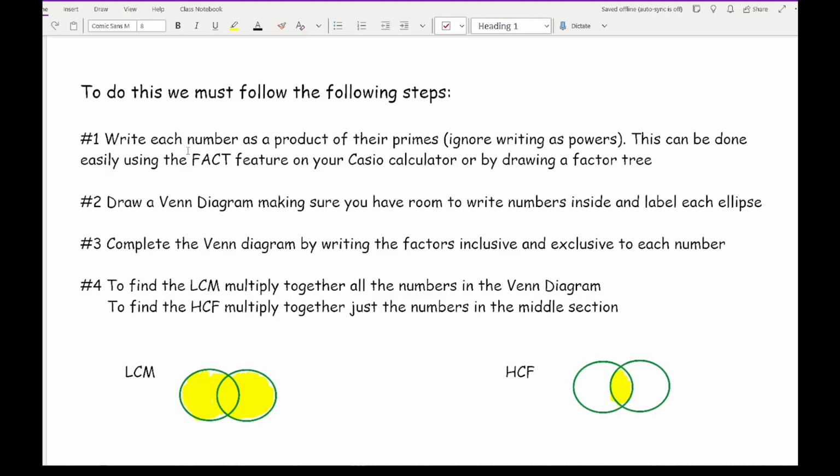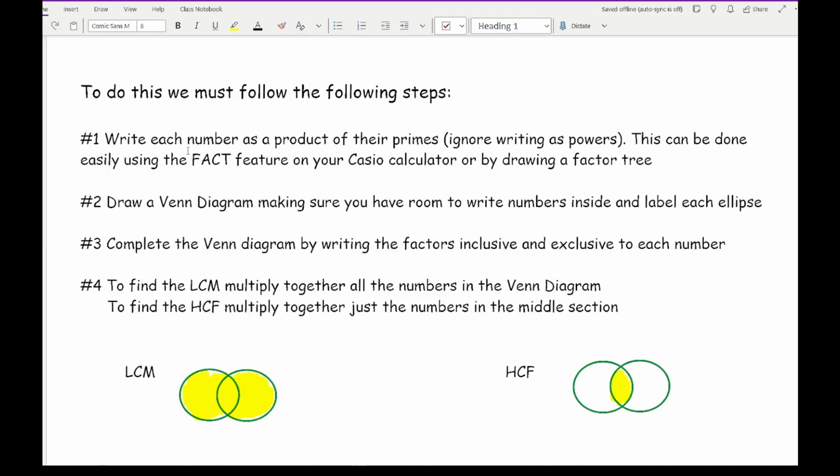Then the third step is to complete the Venn diagram by writing all the factors inclusive and exclusive to each number. Now, don't worry if that step doesn't make any sense or you're not too sure what inclusive and exclusive means, because when we go through some examples, hopefully that will make sense. But inclusive is basically factors, numbers that appear in both the lists, and exclusive are numbers that only appear for that number. Then the fourth step is to find the lowest common multiple.